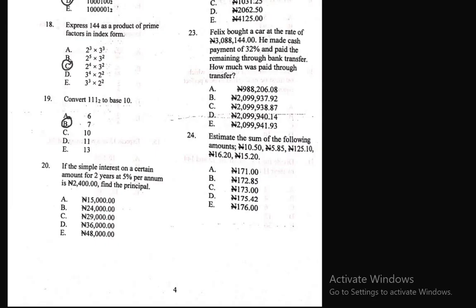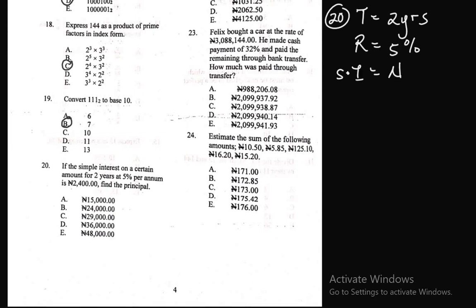The question says, if the simple interest on a certain amount for 2 years at 5% per annum is 2,400, find the principal. All we need to do is to bring out the numerical values. The time given T is 2 years. The rate R is 5%. The simple interest was given, which is 2,400. And now you were asked to find the principal.